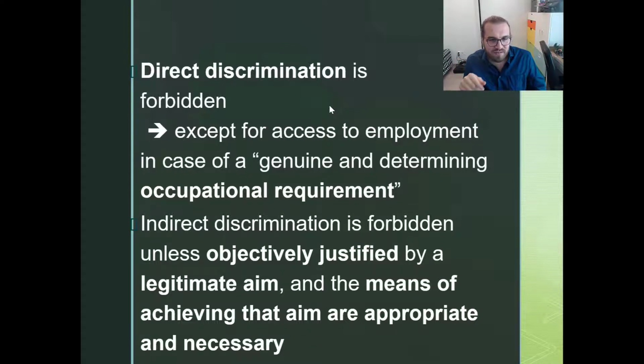And if you read it in the slide, you will find an immediate similarity with the proportionality test, which we studied in the context of fundamental rights. So you have indeed a proportionality test of the discriminatory measure: it must be objectively justified, have a legitimate aim, and not go beyond what is necessary to achieve that aim.